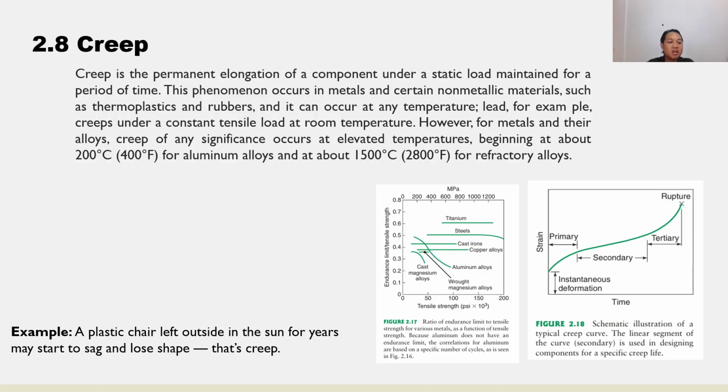Celsius or 400 degrees Fahrenheit for aluminum alloys and at about 1500 degrees Celsius for refractory alloys. The creep curve typically shows the three stages: primary, where the rate decreases; secondary, with a steady state strain rate; and tertiary, where damage accelerates to failure.